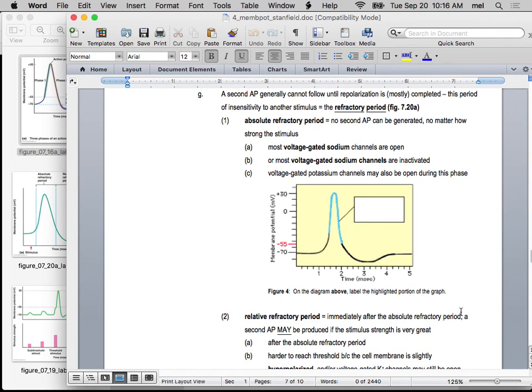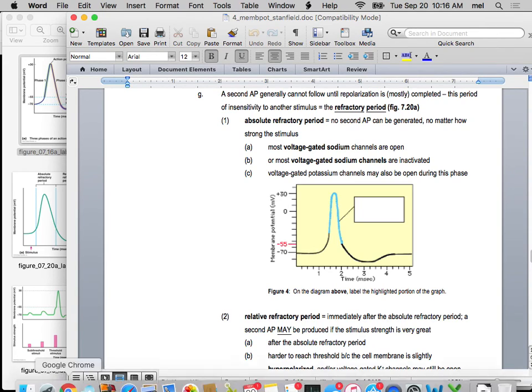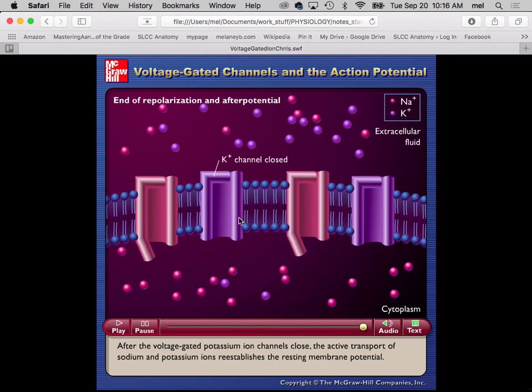So conceptually, we understand that in order to get a second action potential, a couple of things have to happen. First of all, I have to get the ions replaced to where they're supposed to be, right? But then in addition, I also have to depend on the condition of these channels. So let me show you something.